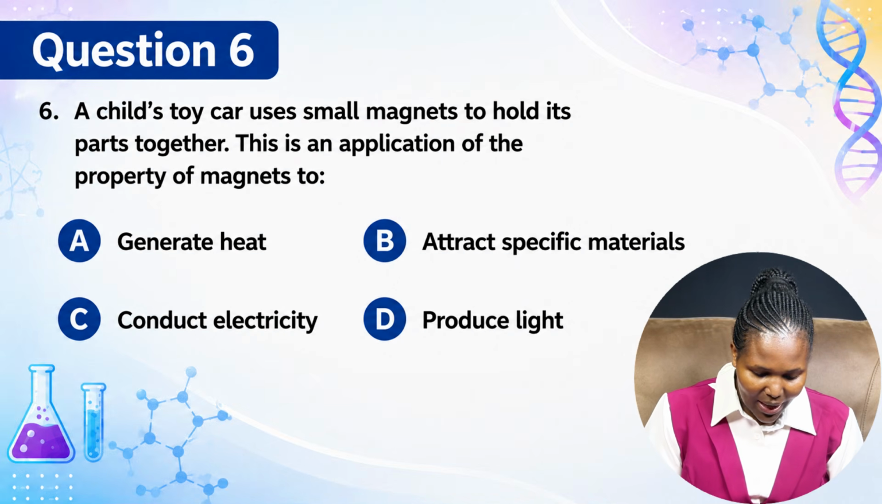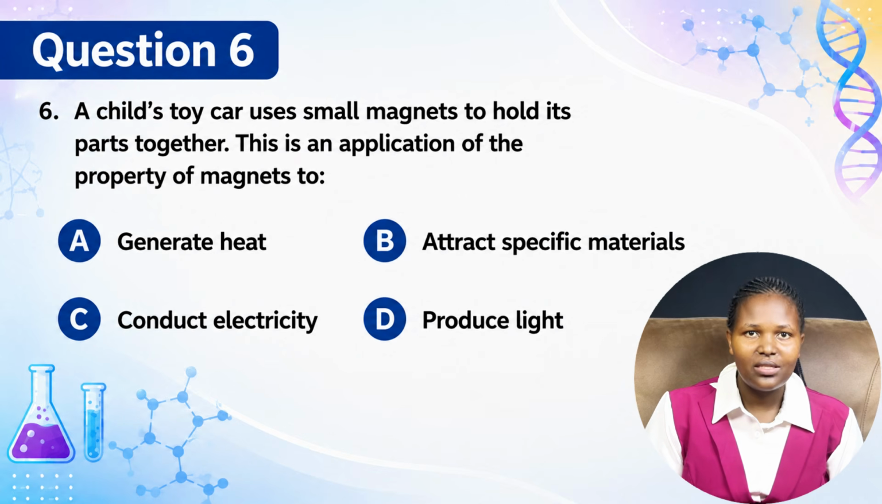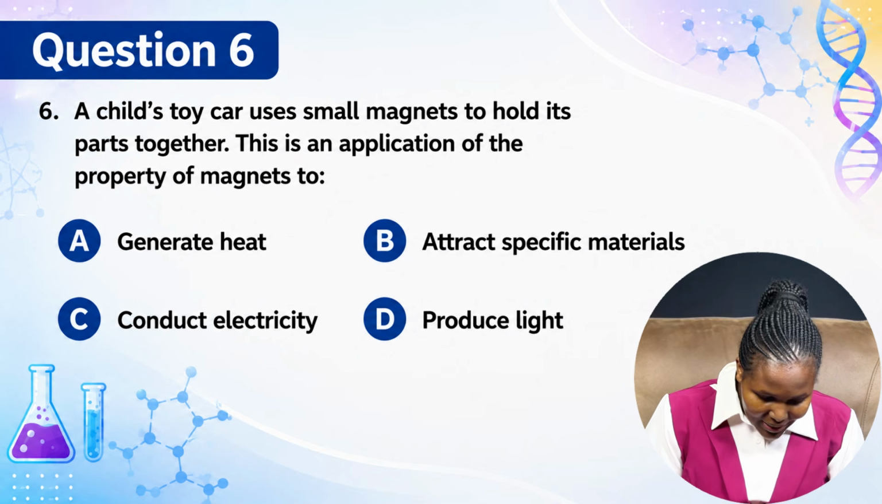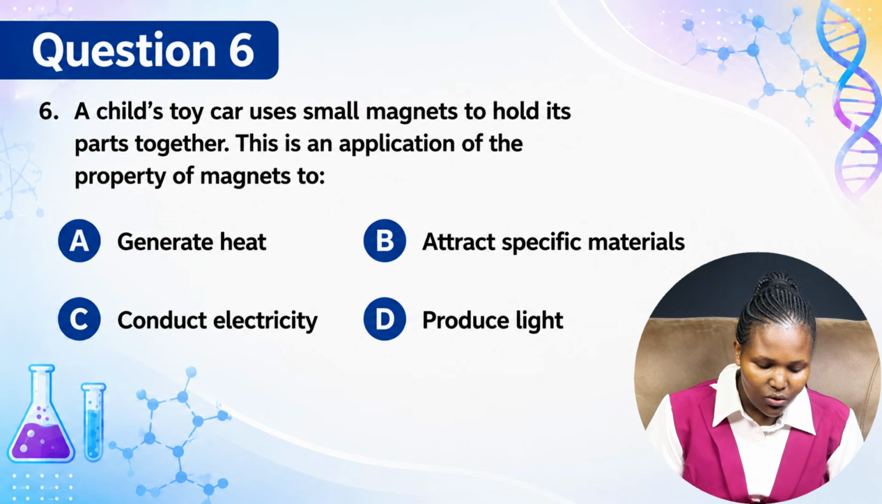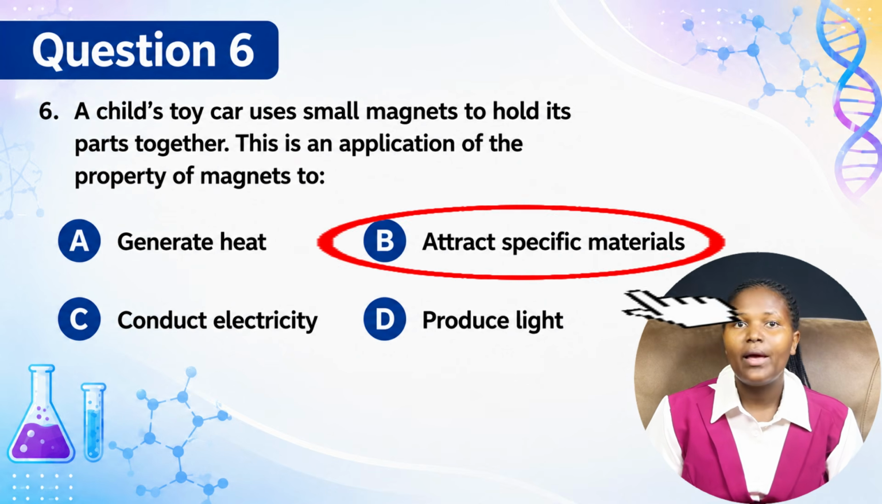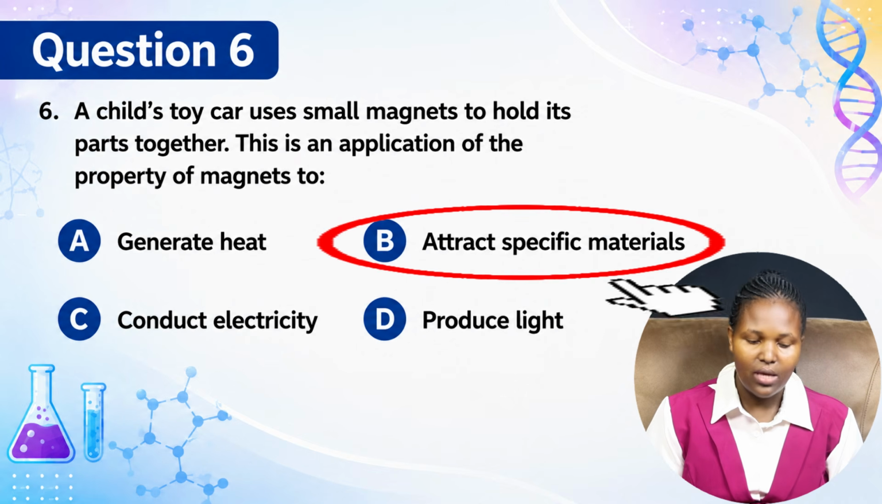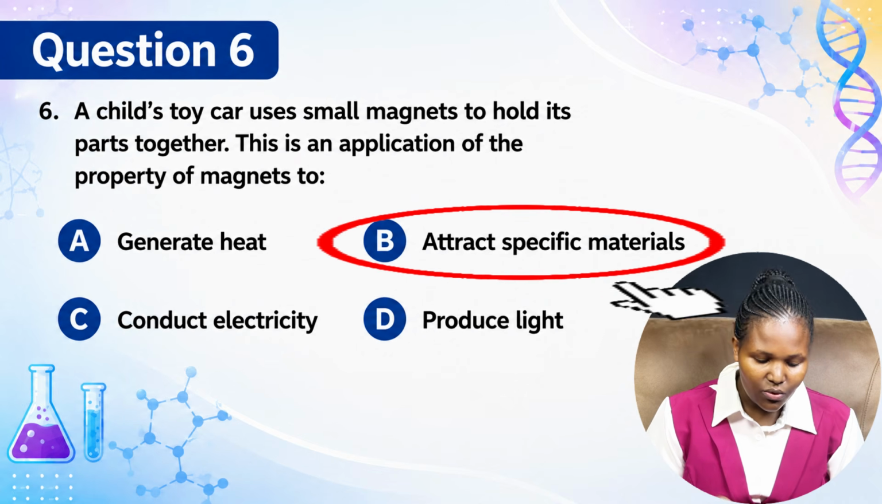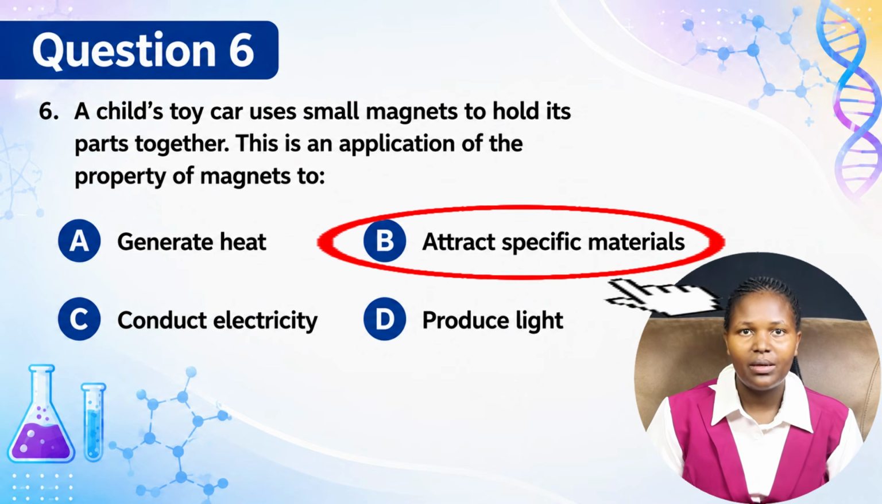A charged toy car uses small magnets to hold its parts together. This is an application of the property of magnet to. So this is a question about magnets. Again, a very good question. First of all, the correct answer there is that a magnet used to attract specific materials. The correct option is B. Why? Because magnets attract magnetic materials such as iron, nickel, or cobalt. So here they are using magnet to attract specific materials.